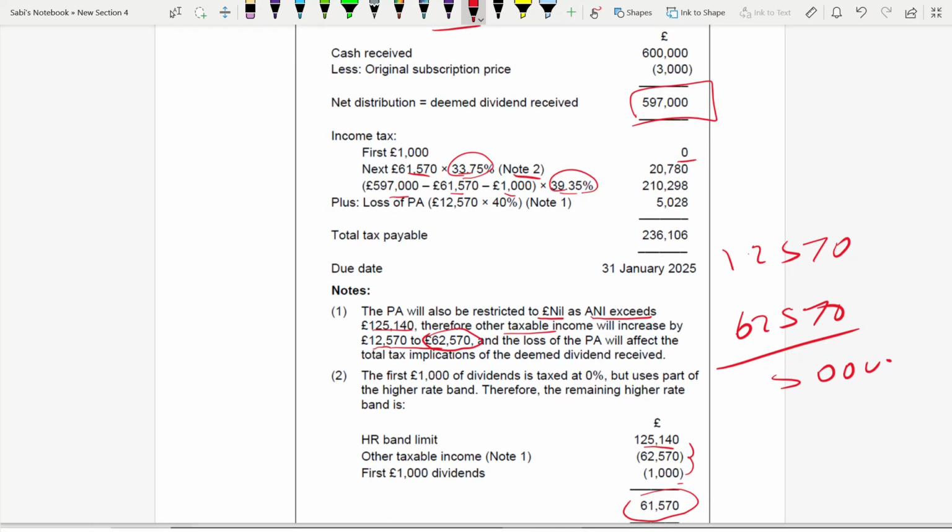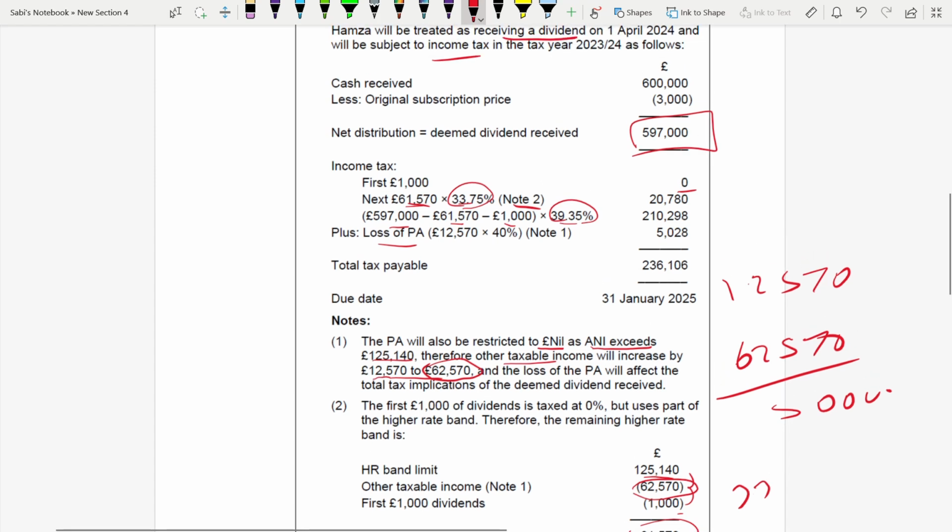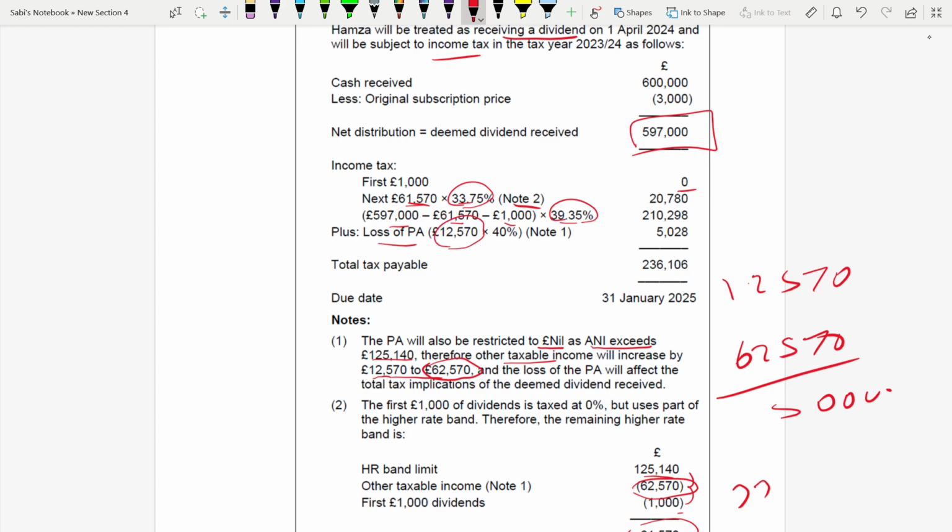Already other taxable income 62 falls in the basic rate band. So whatever is remaining, this 61,570 falls in the additional higher rate, not in the basic rate, and this one, 39.35, is the additional rate. You also have to add the loss of personal allowance along with it. So you are losing personal allowance of this much at what rate? At higher rate, 40%, not additional rate. Now add it, and this is your total tax payable.